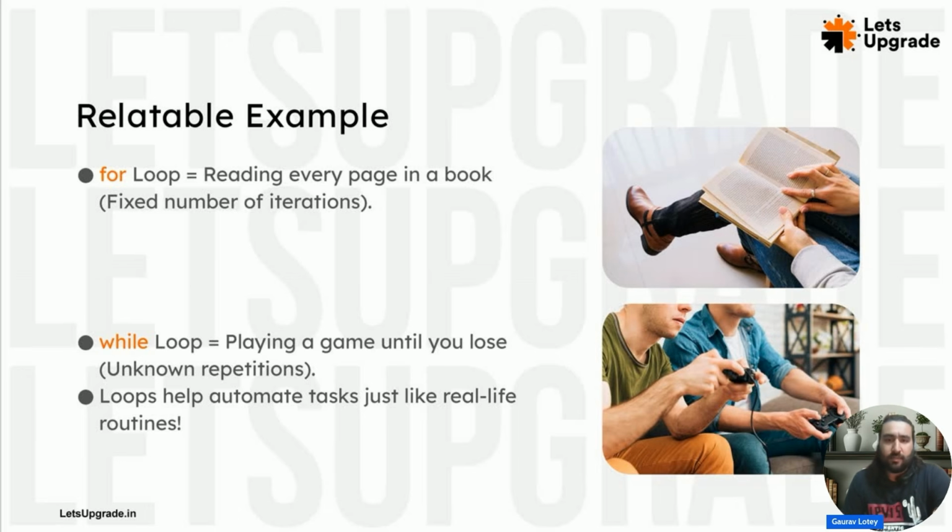Let me make a relatable example for you. A for loop is like reading every page in a book, right? You know exactly how many pages are there, and then you go through each page one by one. Whereas a while loop, on the other hand, is like playing a game until you lose. There is a condition where you don't know exactly how many iterations of this game will run. Maybe you win after the third iteration, fifth iteration, or maybe after the 100th, or it goes on until you finally win this game. So the while loop can be understood with this analogy, whereas with the for loop, you know exactly where the condition can stop, and you just go iterating one by one.